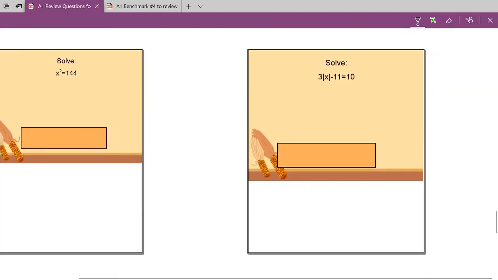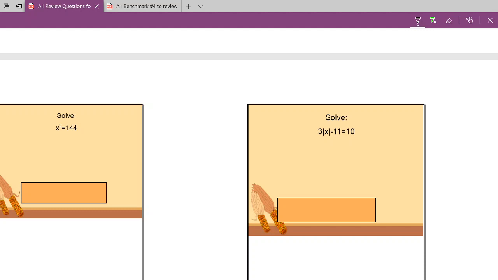Next one we have is x squared equals 144. You could do this a lot of different ways. You could get it equal to 0 and factor. I would actually just look at this and say, I need to square root both sides. And since this is an equation, I can have 2 different solutions, plus or minus 12.